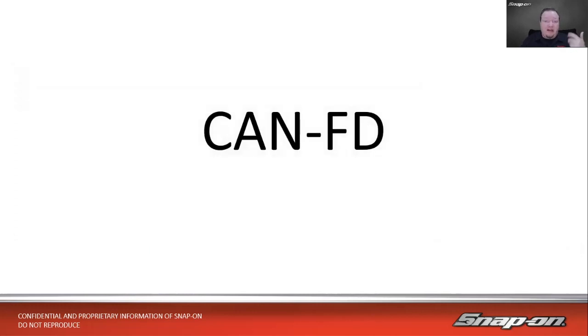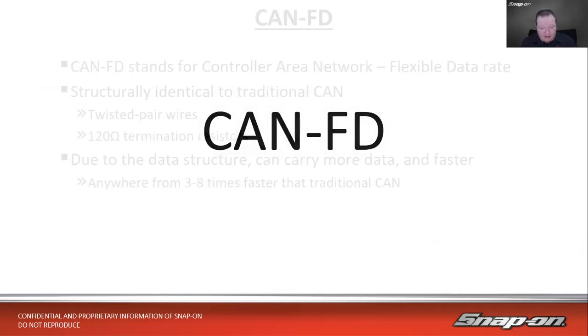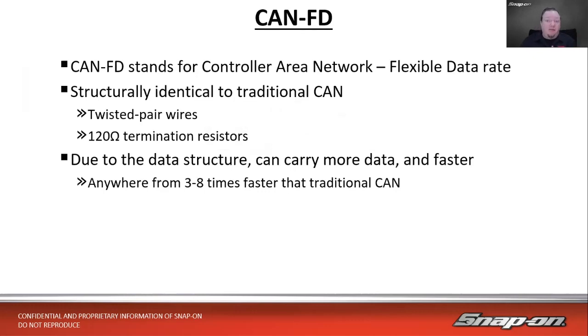That brings us to CAN FD. So CAN FD has been a topic of conversation over the last year or so, at least in my life. CAN stands for Controller Area Network, and FD stands for Flexible Data Rate. So it's able to send more data with the same basic structure.